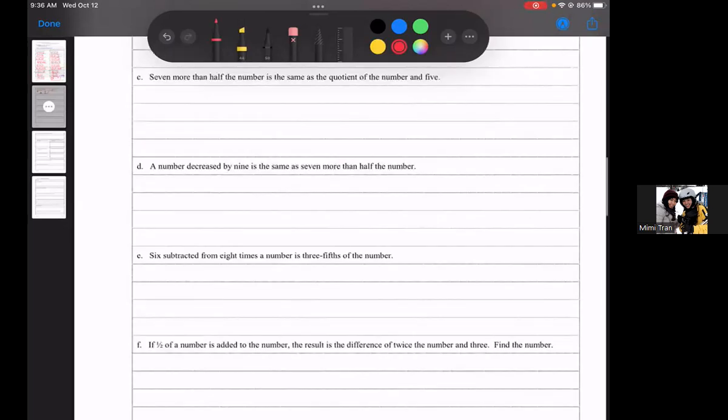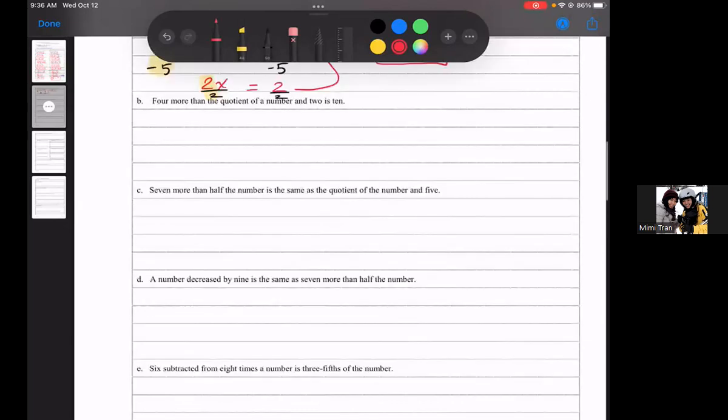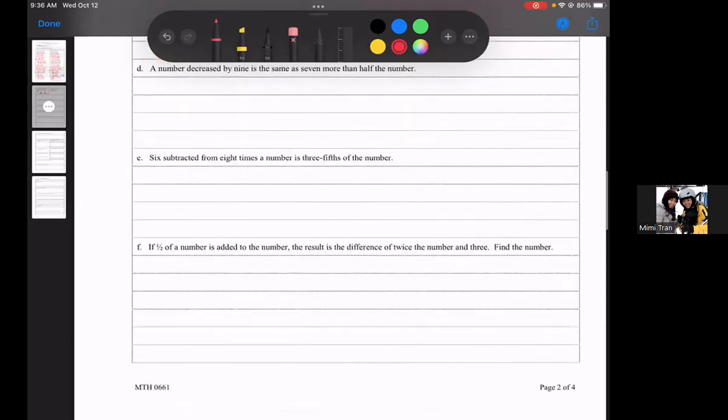I'm going to do F now. I'll do E and F, and you guys do B, C, D. Okay, let's do E first. 6 subtracted from 8 times the number is 3/5 of the number. So let's do it from left to right. 6 subtracted from 8 times a number. Careful, the other way around. It's subtract from, so you kind of switch because of the word from. So 8x minus 6, that's my left-hand side, equals 3/5 of a number, 3/5 x.